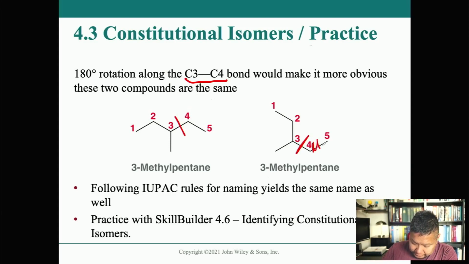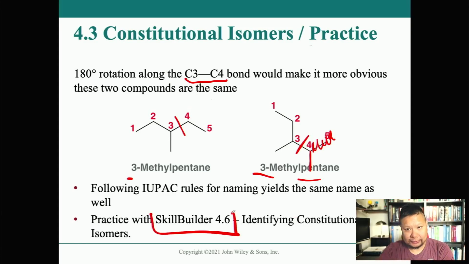that means carbon 5 is not pointing this way anymore. It's actually pointing up like this now. Look at that. It's the same compound, just kind of sideways, crooked. Then you can also name it to make sure: 3-methylpentane, same thing. Sapling builder 4.6 on Wiley Plus, just for you.